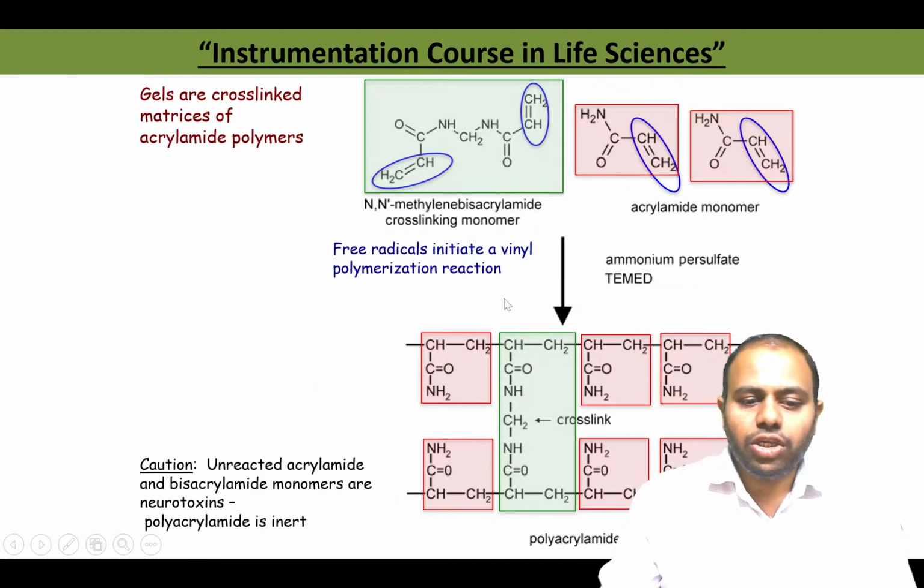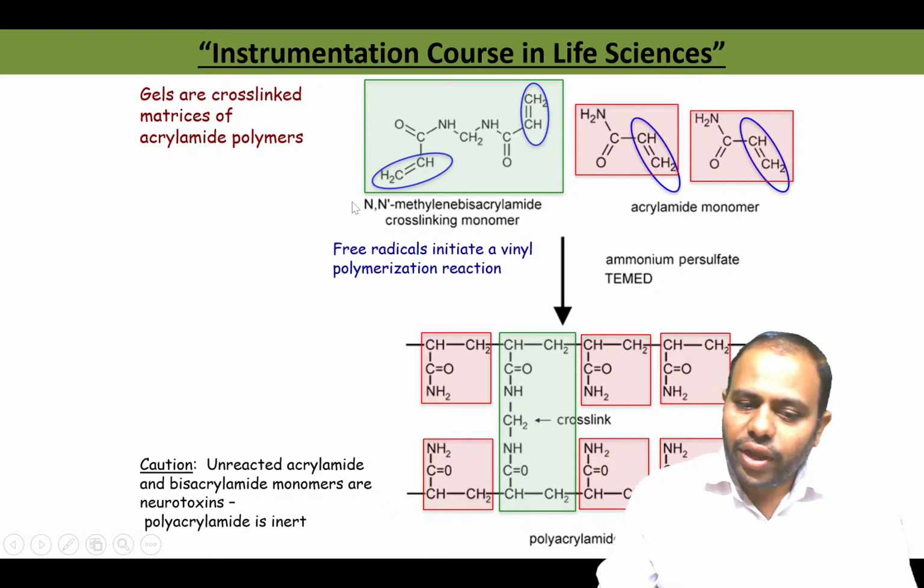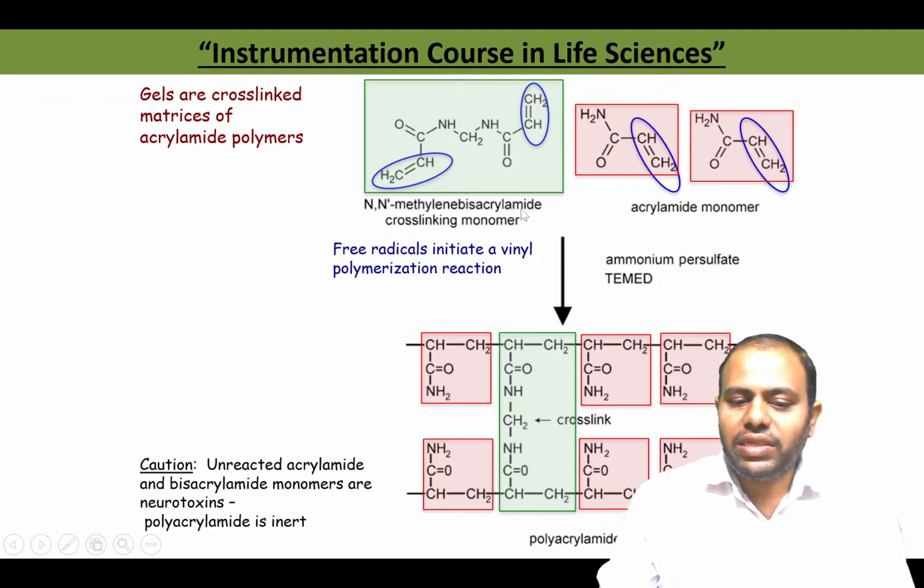Now let's see how the gel is formed, and what the different monomers are that form the gel. You can see here the first monomer, N,N'-methylenebisacrylamide. This is a cross-linking monomer which helps in polymerization. The horizontal linking monomer is acrylamide. This is the structure of the acrylamide monomer, and this is the structure of the cross-linking monomer.